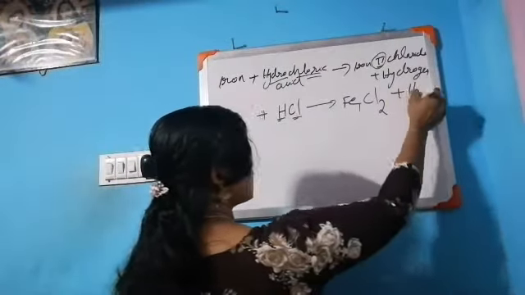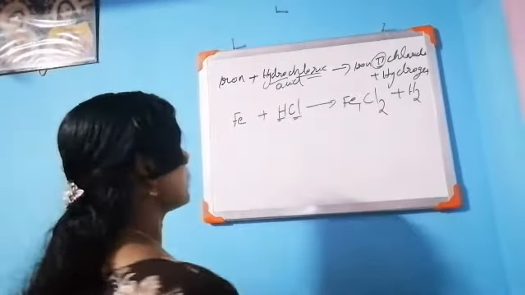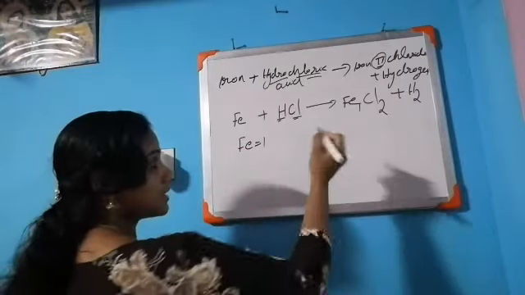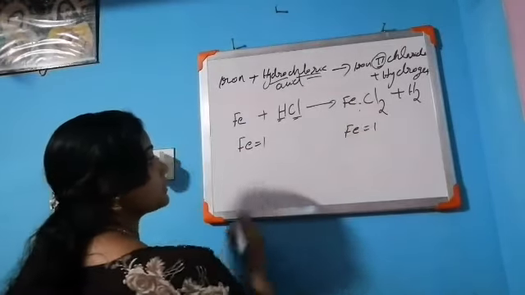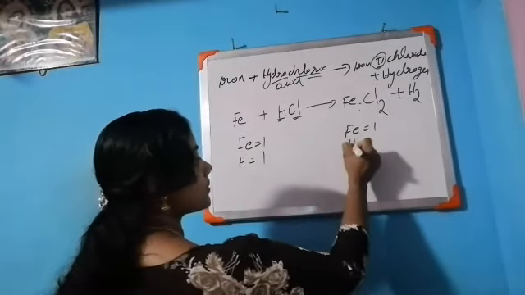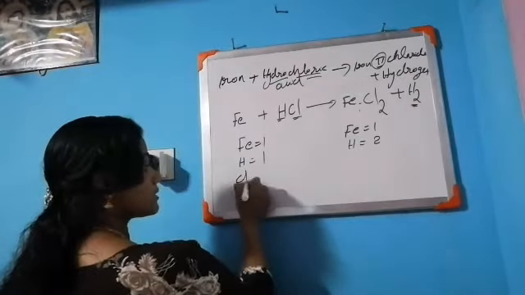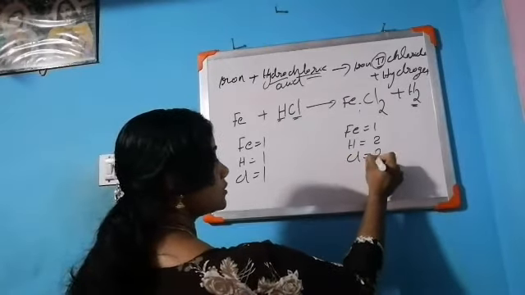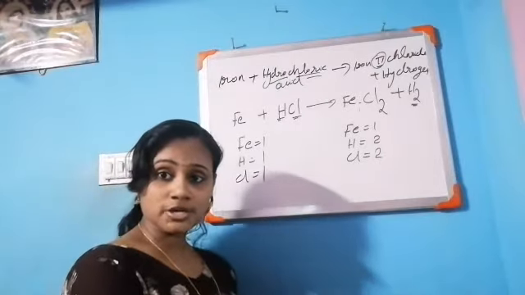Hydrogen is a diatomic molecule. So H2. Now we can check whether this is a balanced equation or not. Iron on the left side, that is reactant side, iron number 1. In the product side, Fe 1. Then hydrogen 1. Product side, how many hydrogen? 2. Okay, chlorine number 1. In the product side, how many chlorine? 2.